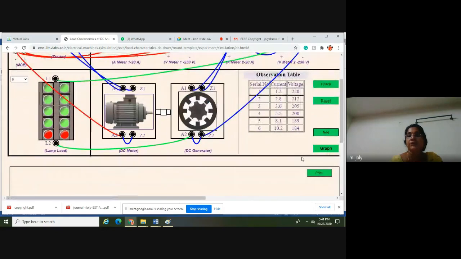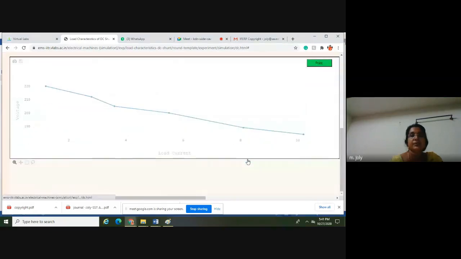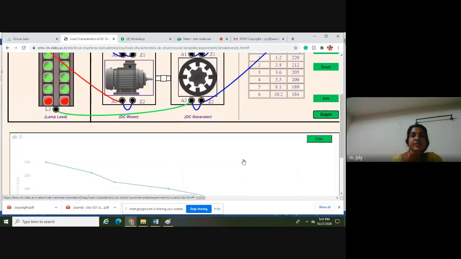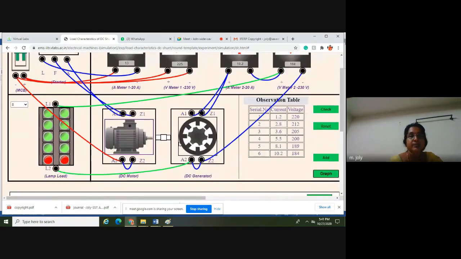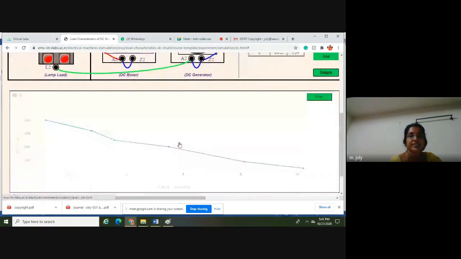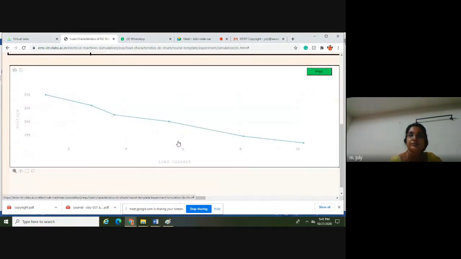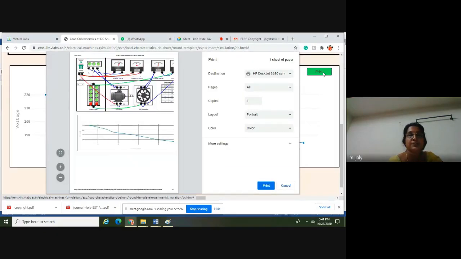Now you have to draw the graph. You will get the graph like this. You have to take a printout, or take a snapshot and print it at any center. Otherwise a print option is there here, so in one page itself you will get it. There is no option for saving, I think.